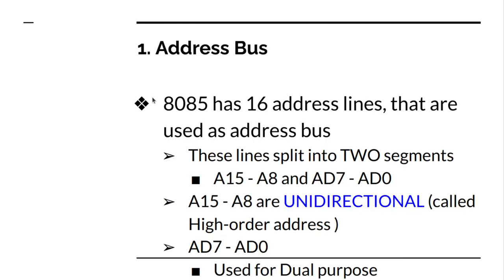So first of all, let us talk about the address bus. The 8085 has 16 address lines that are used as the address bus. These lines are split into two segments, that is A15 to A8 and AD7 to AD0. A15 to A8 are unidirectional, called the higher order address, and AD7 to AD0 are used for dual purpose and are multi-directional. Okay, so that is the address bus.